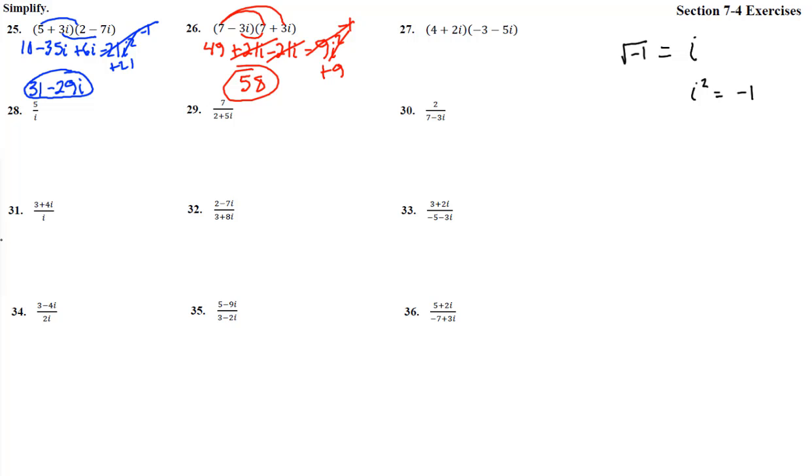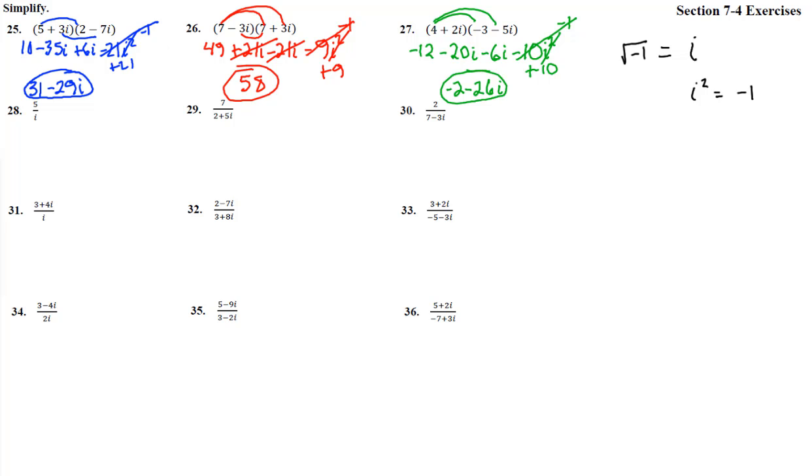Okay, number 27. 4 times -3, that's -12i. Then we get minus 20i. And then we get minus 6i. And then minus 10i squared. i squared is a -1, which makes the -10 times the -1 a plus 10, which gives us a -2 minus 26i. There we go, a plus bi format.